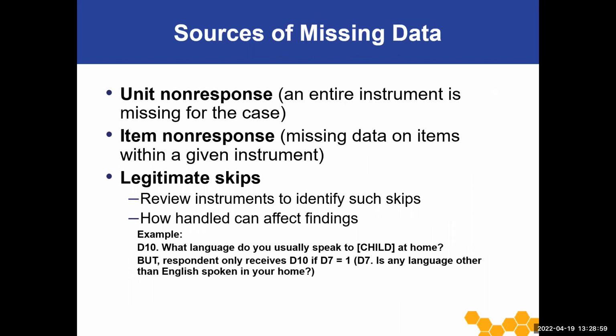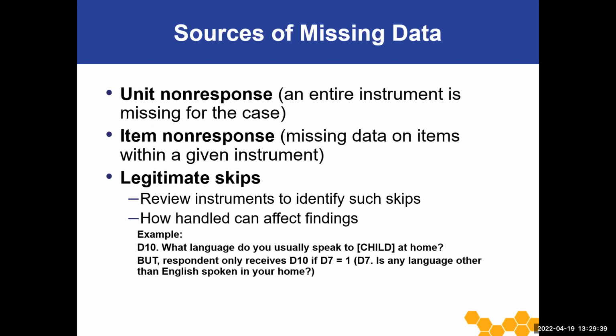So as far as missing data, there are 3 sources of missing data in FACES 2019. First, there's unit non-response, which occurs when an entire instrument is missing for a case. For example, the parent of a sample child did not complete a parent survey in the fall. And unit non-response is addressed through the application of the analysis weights. Second, item non-response occurs when there are missing data on individual items that should have been responded to within a given instrument. Respondents may refuse to answer, state they don't know the answer, or skip the question.